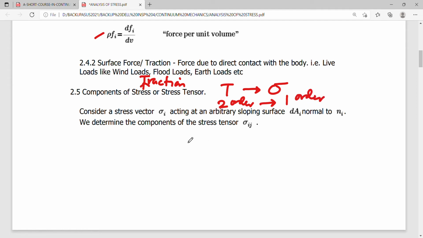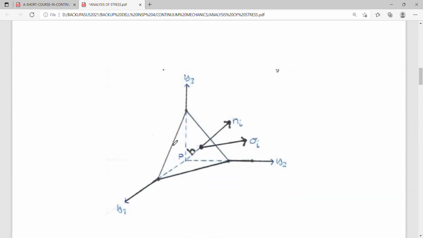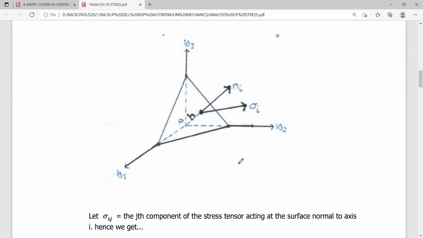So if we consider now stress vector sigma i acting at an arbitrary sloping surface dA i, normal to n i, then we determine the components of the stress tensor sigma ij in this regard. Let's look into this figure. If we have here a set of Cartesian coordinate axes in a right-handed coordinate system.